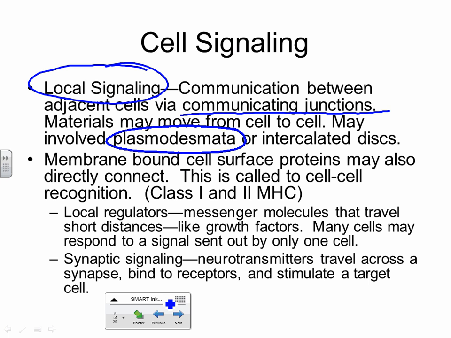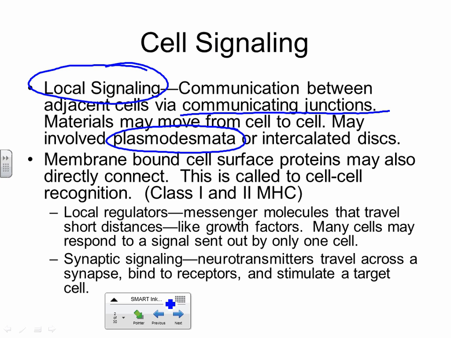Plasmodesmata are found where? In plants. It allows this plant cell to talk to this plant cell. And essentially it's a little tunnel through what? The cell wall. So they can communicate. They can transport hormones, they can transport materials from cell to cell.